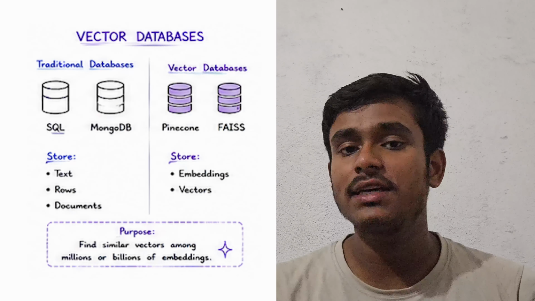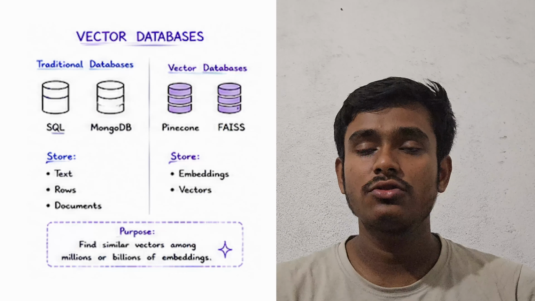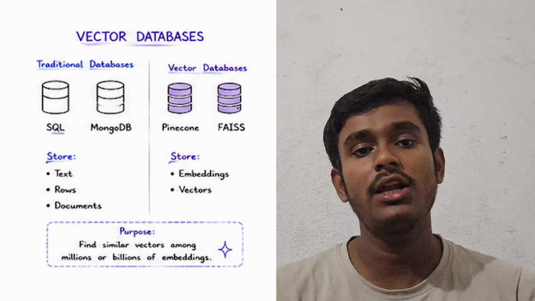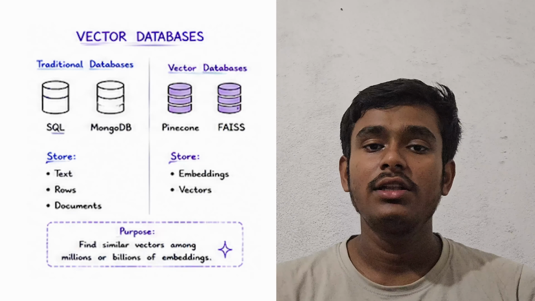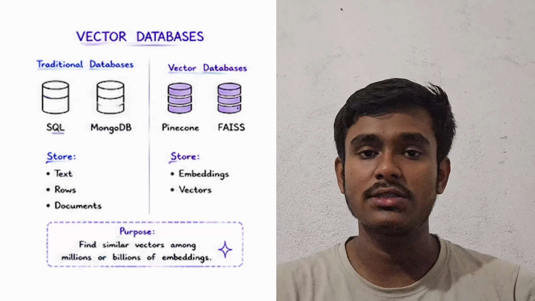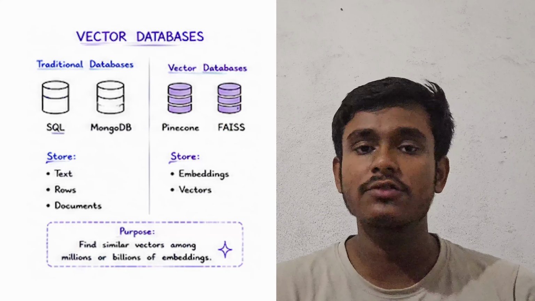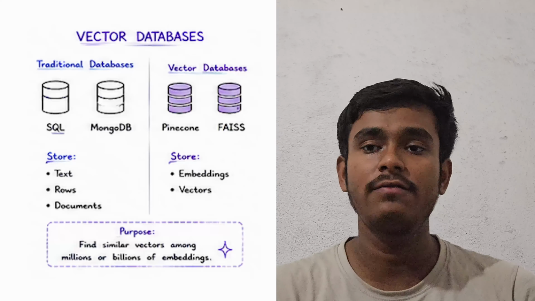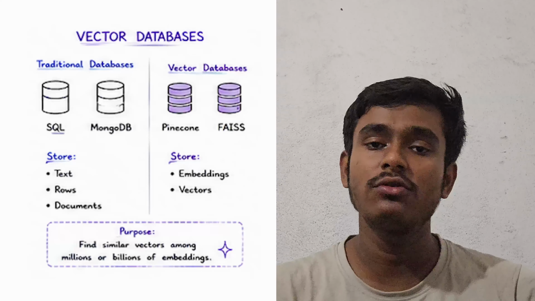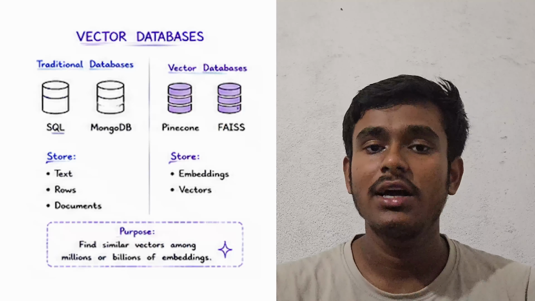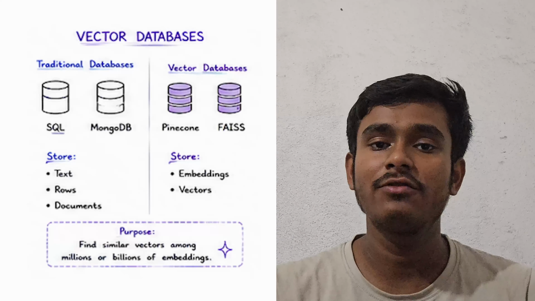And do you know where these embeddings are stored? These embeddings are not stored in traditional databases like SQL and NoSQL, etc. They are stored in special databases called vector databases. Some examples of companies which provide these kinds of databases are Pinecone, FAISS. Their job is to find the most similar vectors among millions and billions of embeddings.